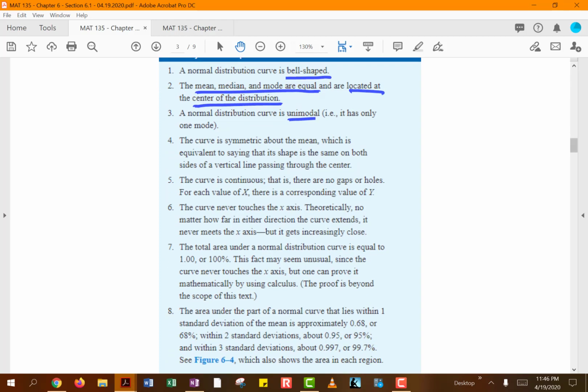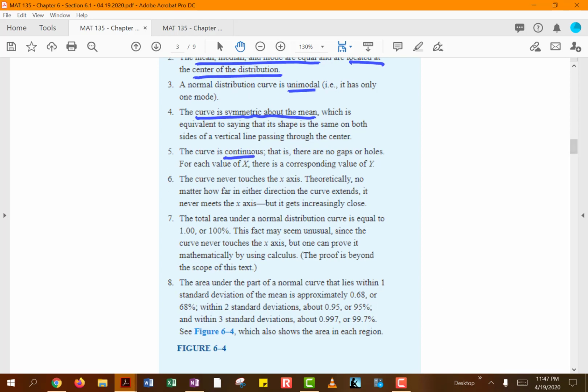Now this is going to be an important thing. You have to remember that your curve is going to be symmetric about the mean, which means if you think of that mean being in the center of your curve, and you were to fold your curve along that line, which would be your mean, then the two halves of your curve are going to be exactly equal to each other, right? They're going to be equivalent.